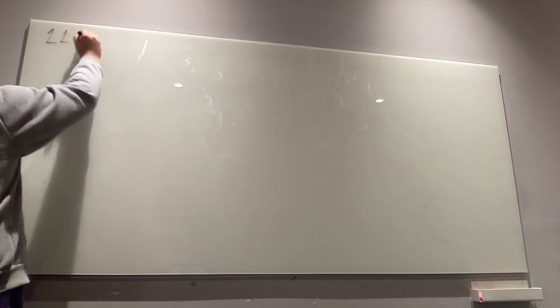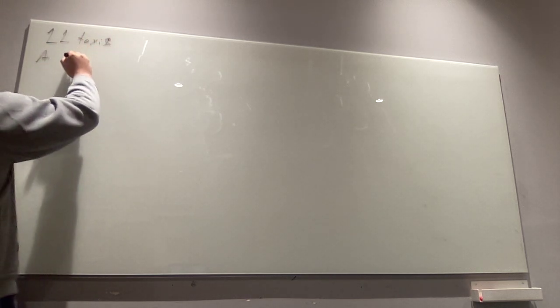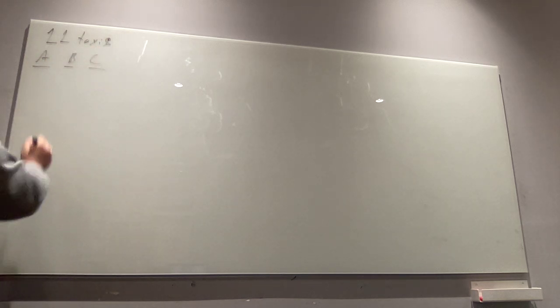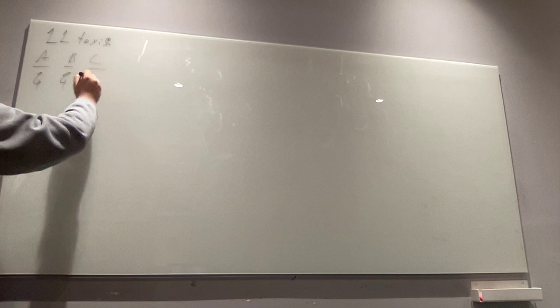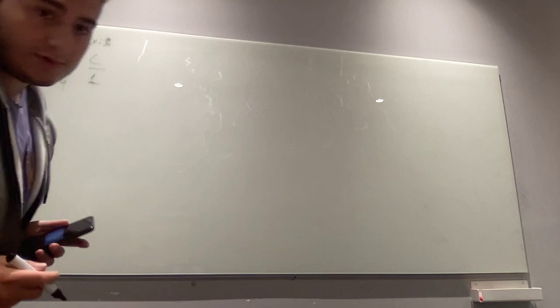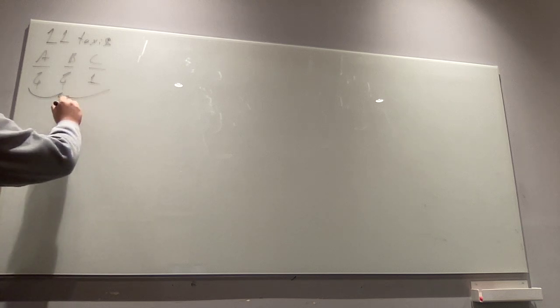Firstly, how many ways can that be done? I'm writing what I have. 11 taxis, 3 airports, A, B, and C. 4 taxis to go to A, 4 other taxis to go to B, and 1 other taxi to go to airport C. 4 plus 4 plus 1. And how many taxis do I have to send to the 3 airports? It's 9 taxis.